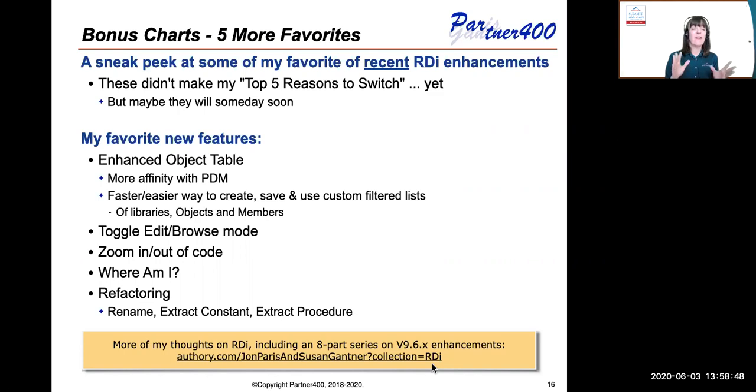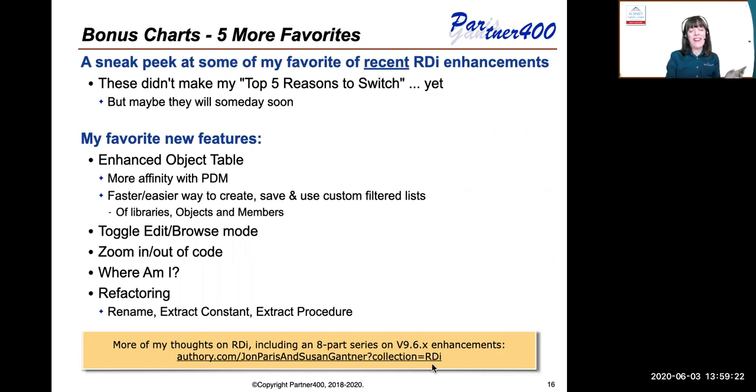I know I'm just about at the end, so I won't be able to demonstrate any of these features, but let me just do a quick run through of some of my relatively new favorite features. I'm sure there are a lot of you saying, what, those are your favorites? You didn't list X, Y, and Z, because there are a ton of new things that are great. I've got two big things and three little things here. The two big things are the enhanced object table and the refactoring. The little things are in the middle.